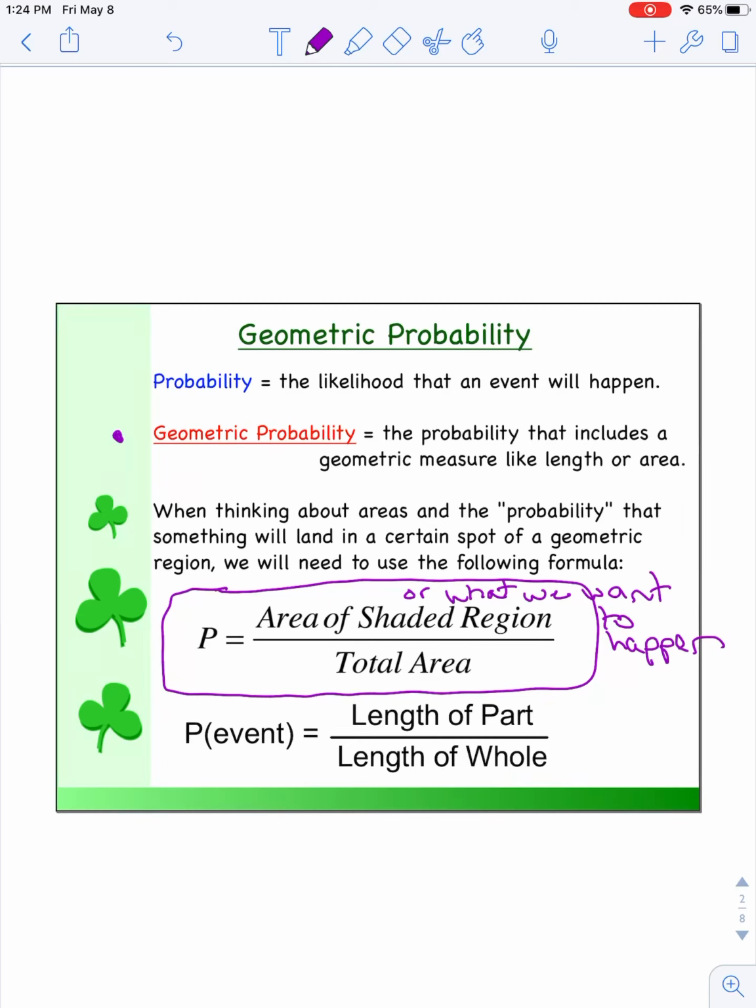So if we're looking at length of something, we're looking at the length of the part where we want it to land, compared to the length of the whole segment where it might land. You can think about this in terms of carnival games. I think that's a really good way to look at it.